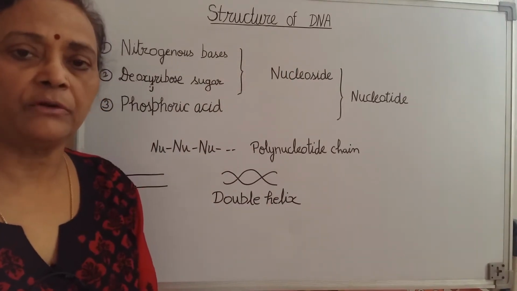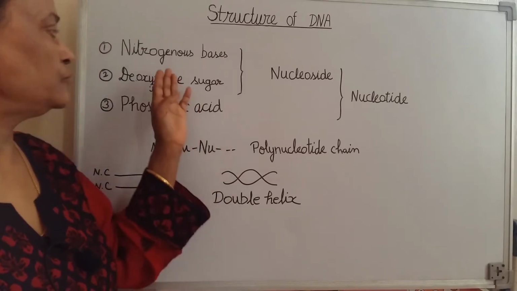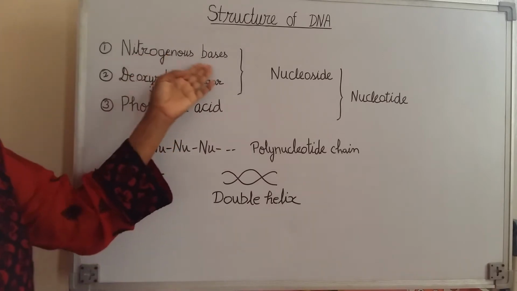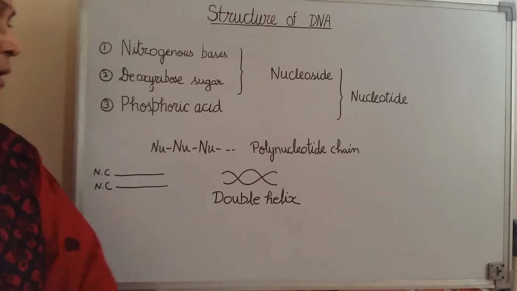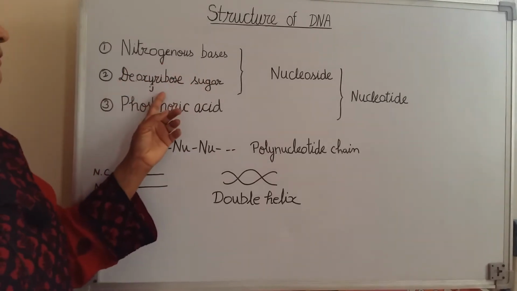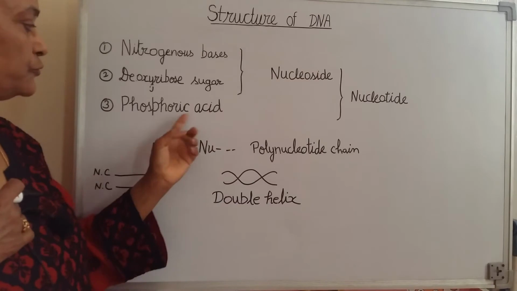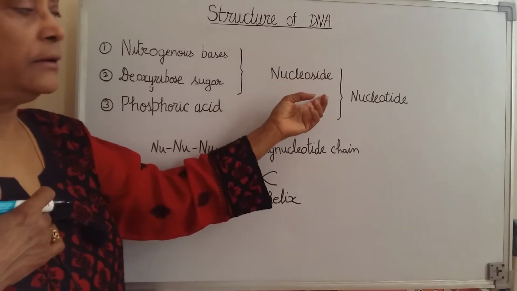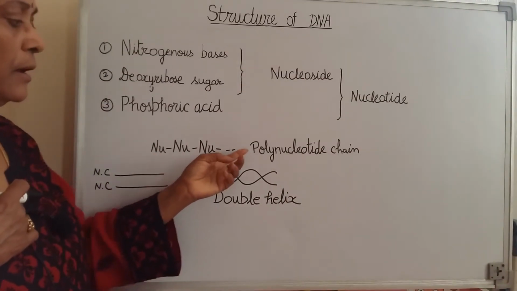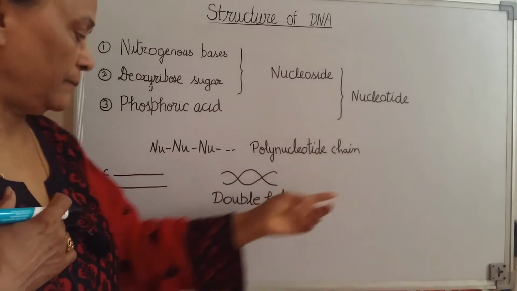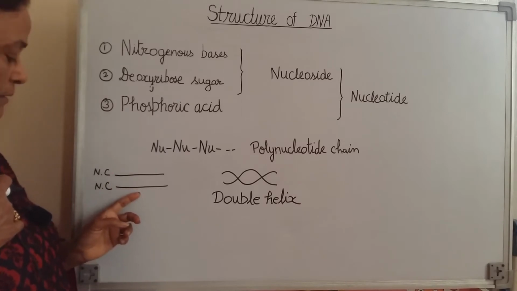DNA or deoxyribonucleic acid is genetic material in most of the organisms. The main components of DNA are nitrogenous bases, deoxyribose sugar and phosphoric acid. When a nitrogenous base combines with deoxyribose sugar, we get nucleoside. And when a phosphate group joins nucleoside, then we get nucleotide. Many such nucleotides join and then we get polynucleotide chain. Two such polynucleotide chains, this is one polynucleotide chain, this is another polynucleotide chain.